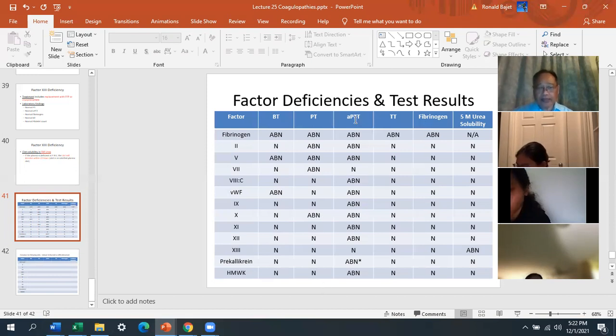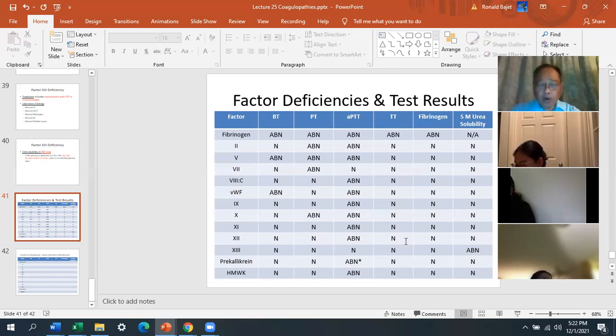Then the PTT, 7 and 13 are normal, the rest are abnormal. The next two columns are easy, abnormal at the top, and everything's normal down below. And then the 5-molar urea, non-applicable at the top, and 5-molar urea, if you're paying attention to my lecture, is factor 13. That's the only one abnormal.